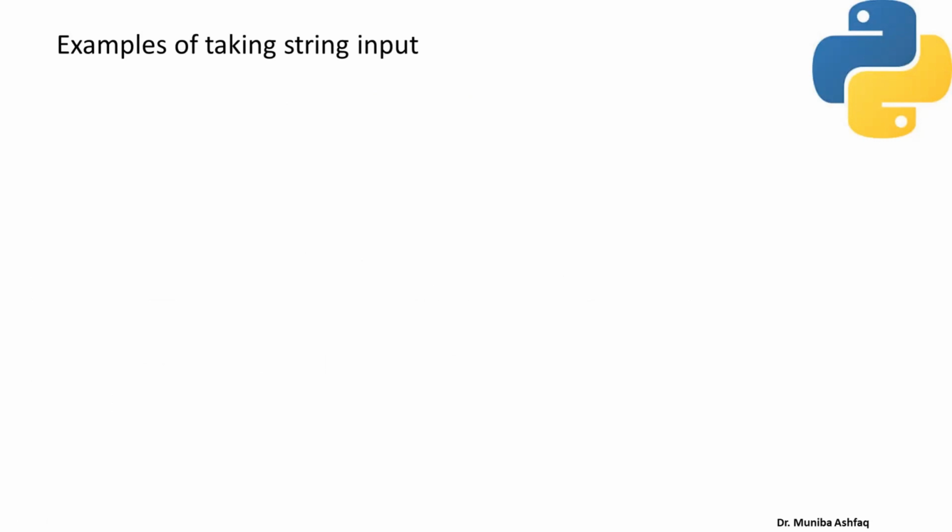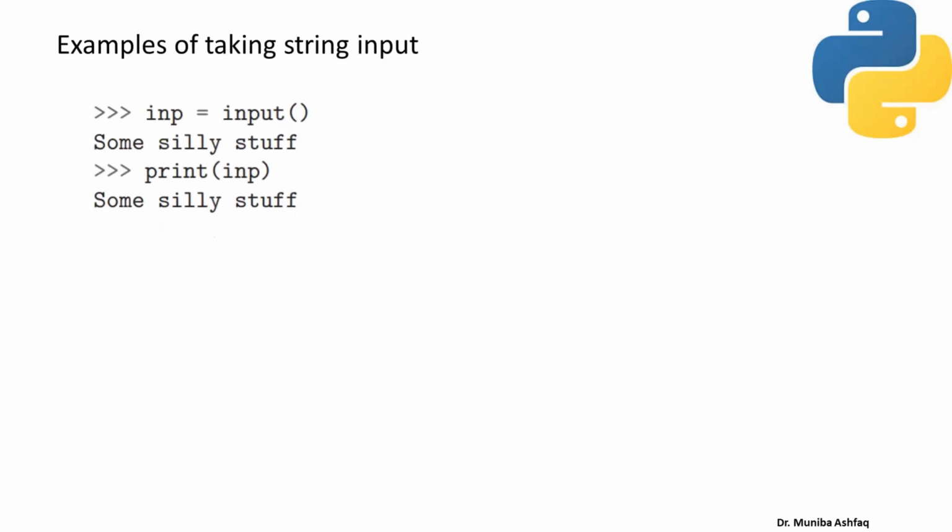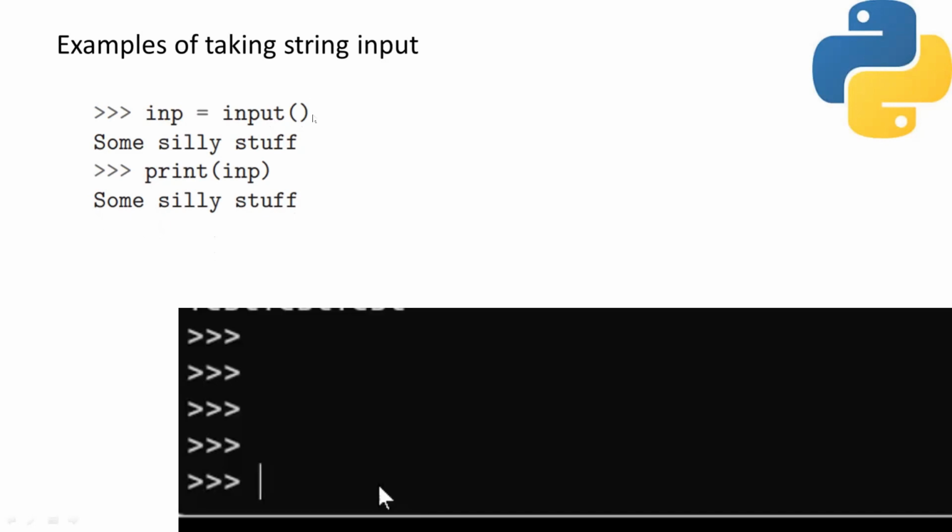In this example of taking string input, you can see that we are using the input built-in function, which is used to take input from the user, simply input and parentheses, and this is the main thing. Usually parentheses are used with any function. So you can see that input is a function, and immediately we have these parentheses, and sometimes we can take some arguments within the parentheses.